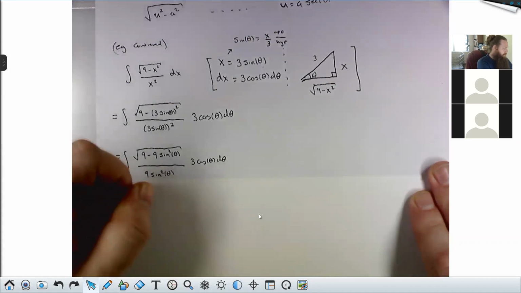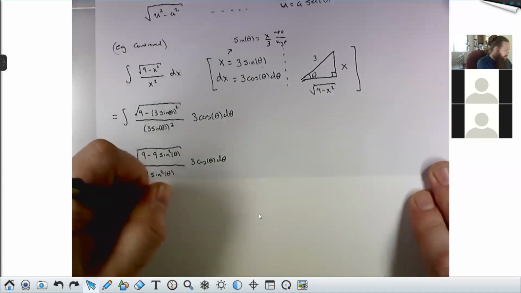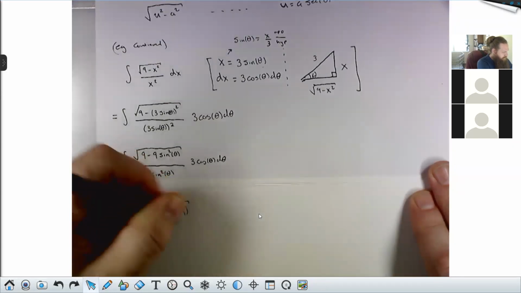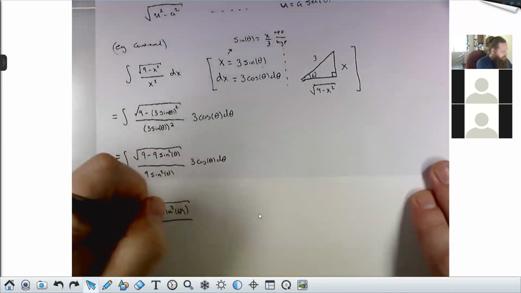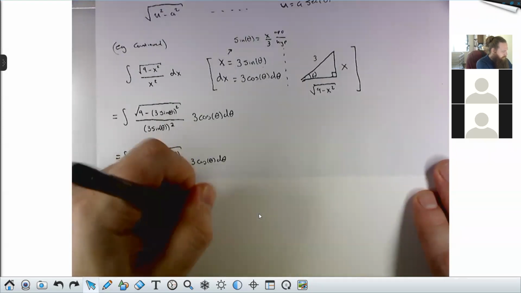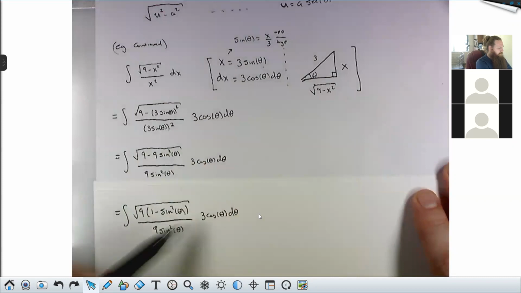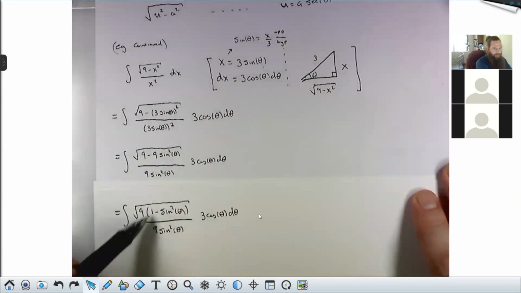So that's 9 times 1 minus sine squared theta under my radical. Downstairs is still 9 sine squared theta. And over here still 3 cos theta d theta. You'll notice that I'm not in a rush to try and simplify these constants because I want to see how he's going to interact with it first. So just take the time to simplify the radical first. All right, that's the goal here.